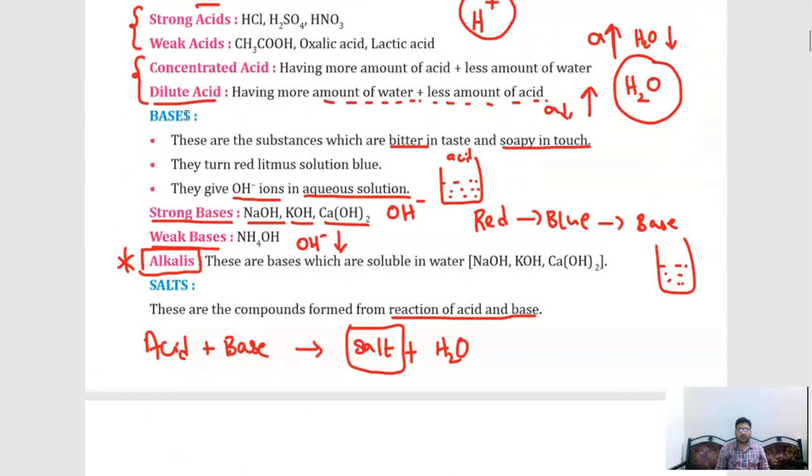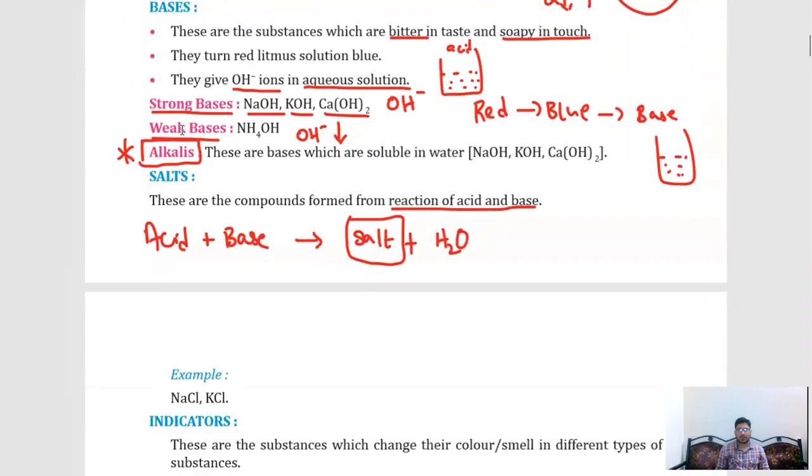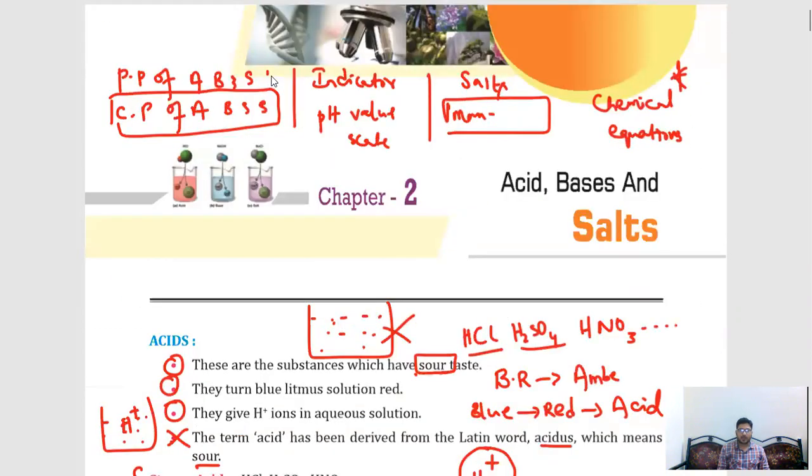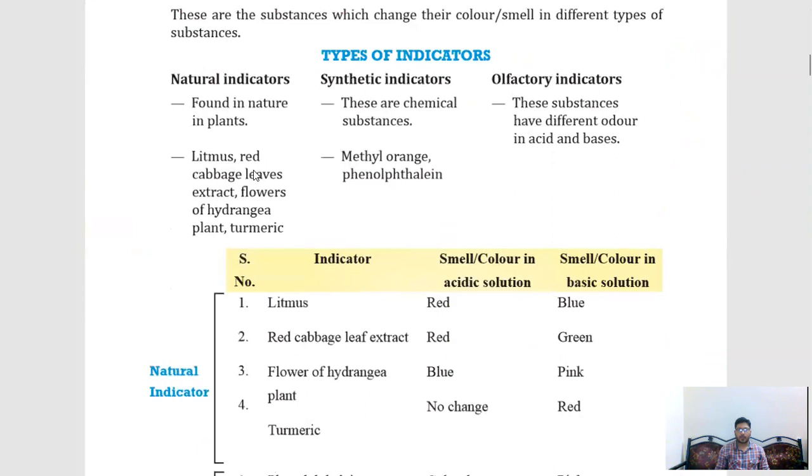Okay, we are done with physical properties of acids and bases and salts. Now let us see here. Already I told you physical properties, and let us discuss indicators and pH. Later on we'll discuss chemical properties of acids and bases.